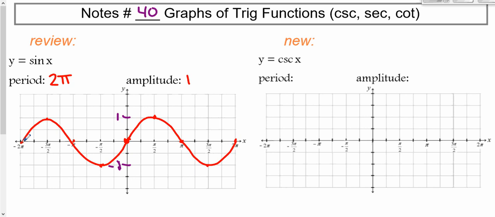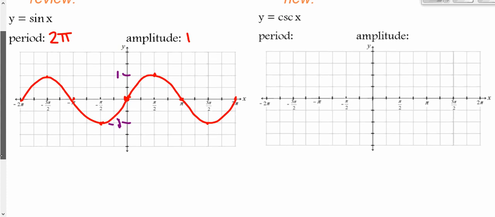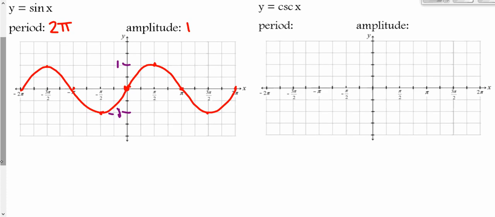Okay, what about the cosecant graph? Remember that cosecant and sine are reciprocals. So let's start with x equals 0. What's the reciprocal of 0? Undefined. So where it's undefined, you're going to have a vertical asymptote on cosecant.